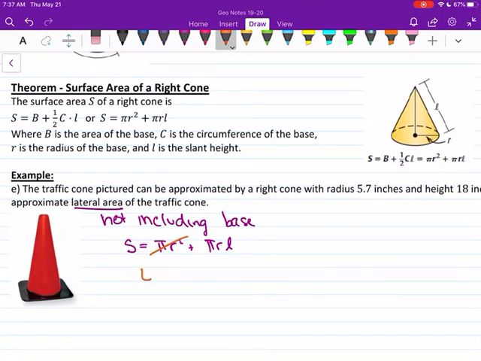So I am just looking for my lateral, Piper, quiet. So my lateral area for this one is just going to be pi r L. Okay, so let's figure this out.